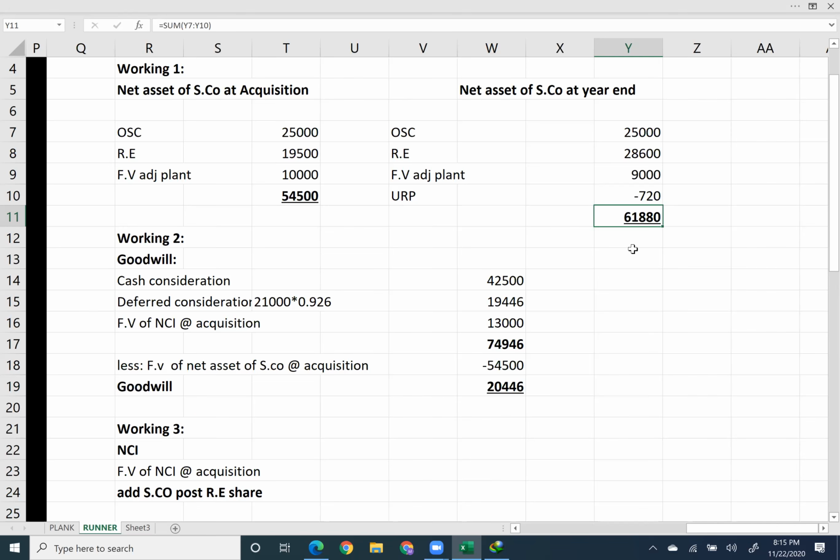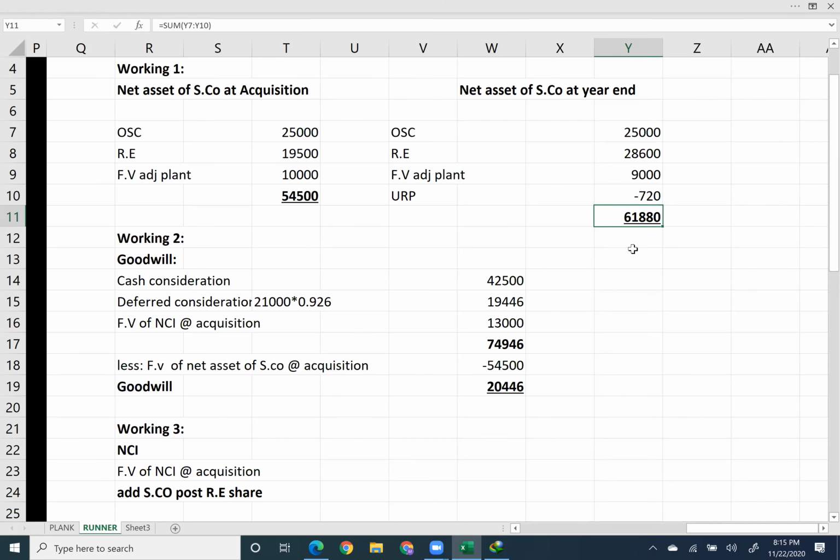Now listen, can anybody tell me what is the S company's post retained earning? Yes, 7380. Very good. 61880 minus 54,500, the difference between these two packets. The difference between these two packets is S company's post retained earning, right?